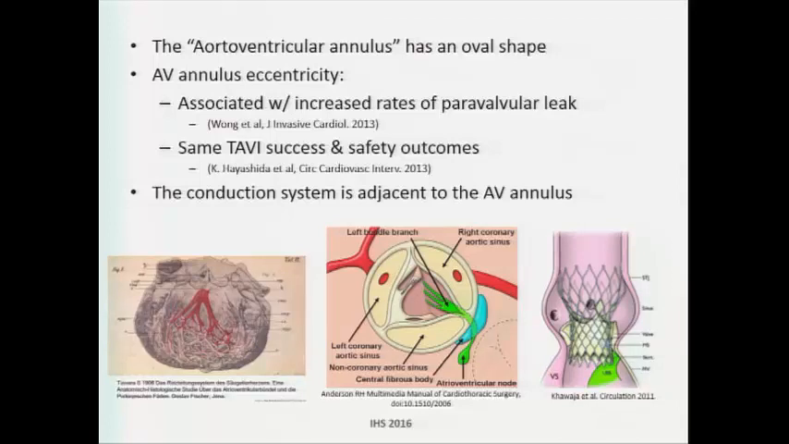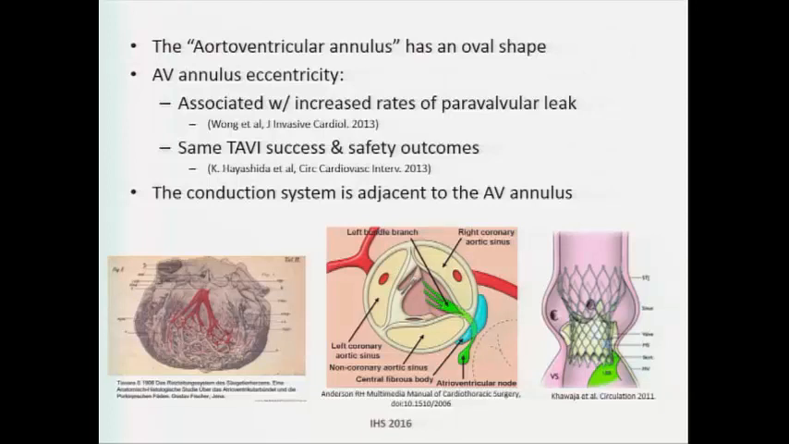There is little data regarding AV annulus eccentricity and TAVI, but a small study showed that it may be associated with increased rates of paravalvular leak. On the other hand, another study showed the same TAVI success and safety outcomes in patients with an oval annulus.